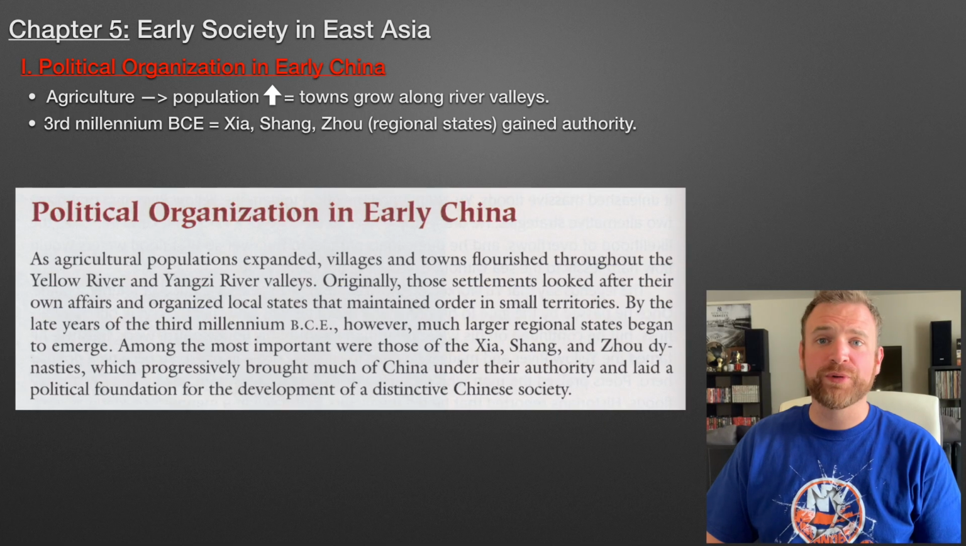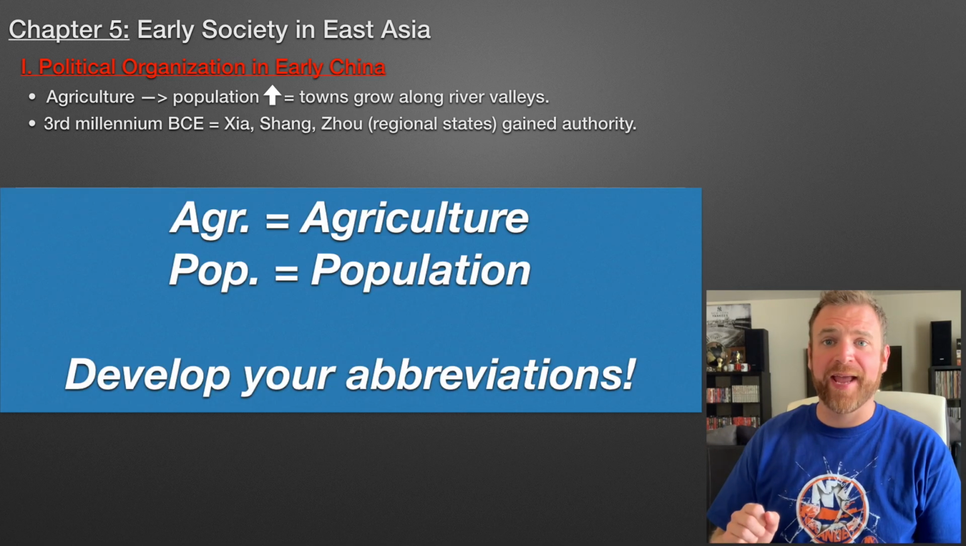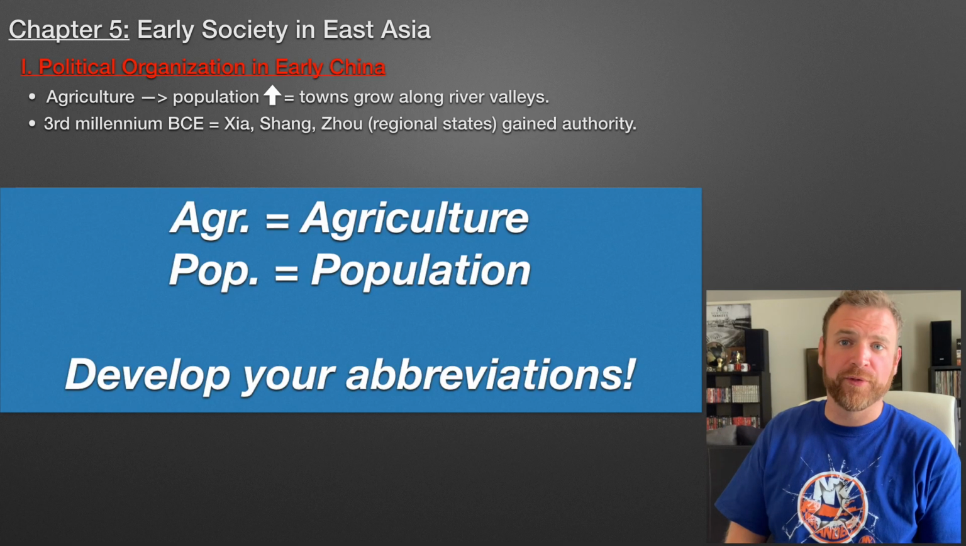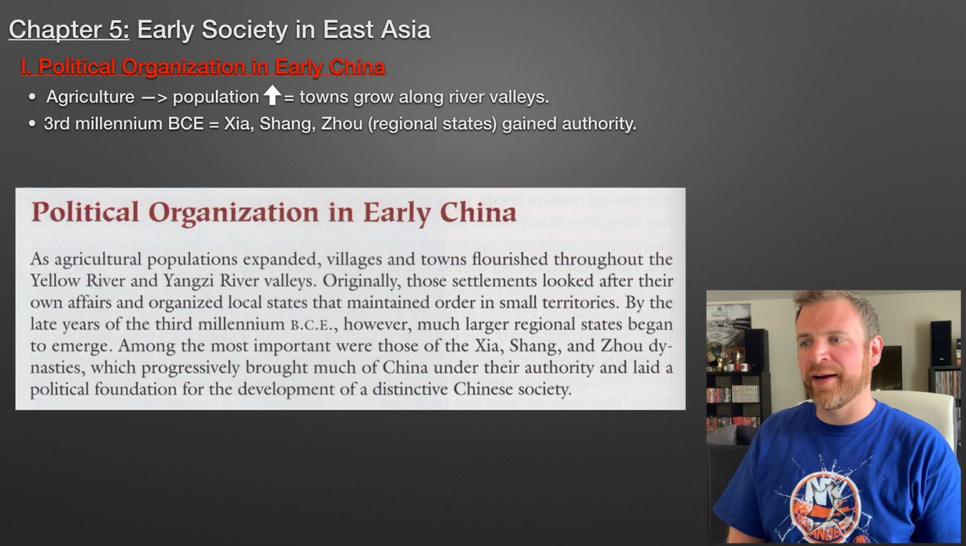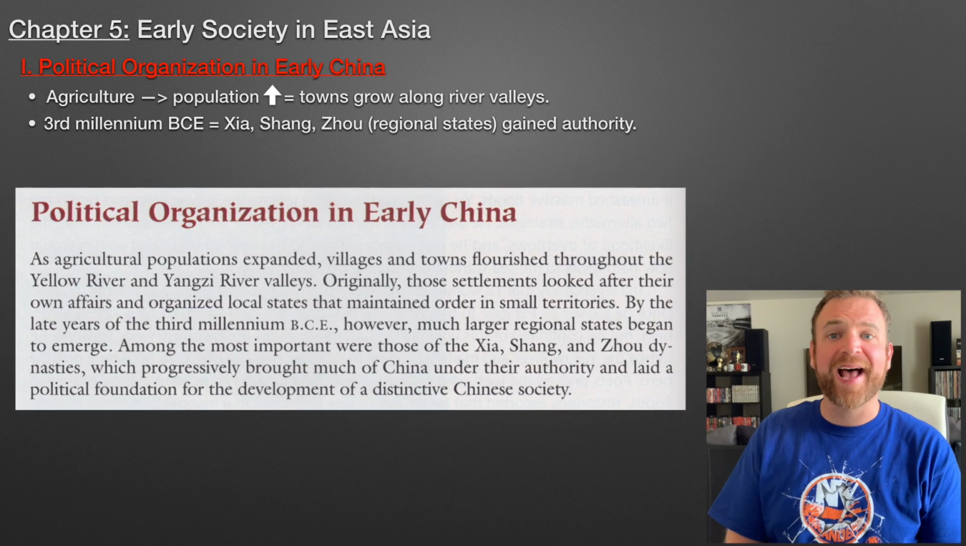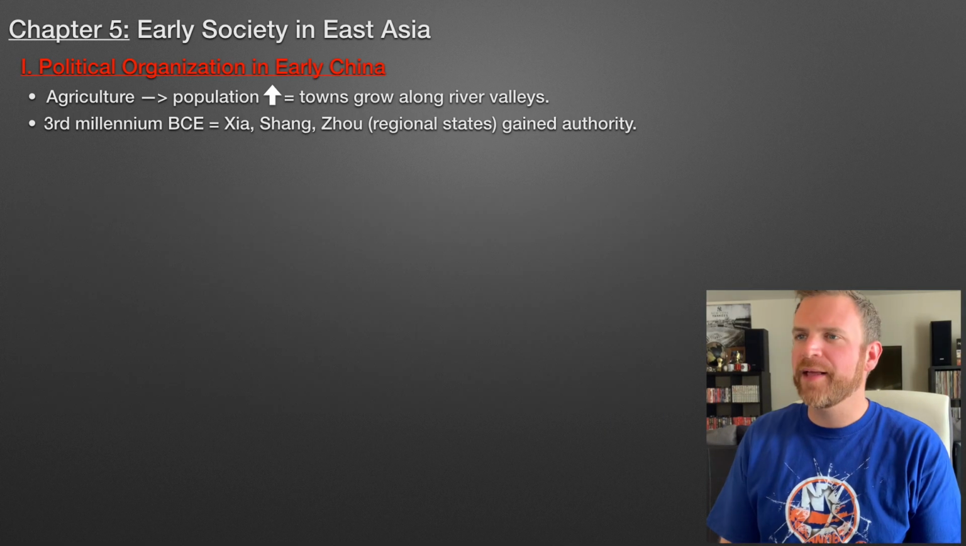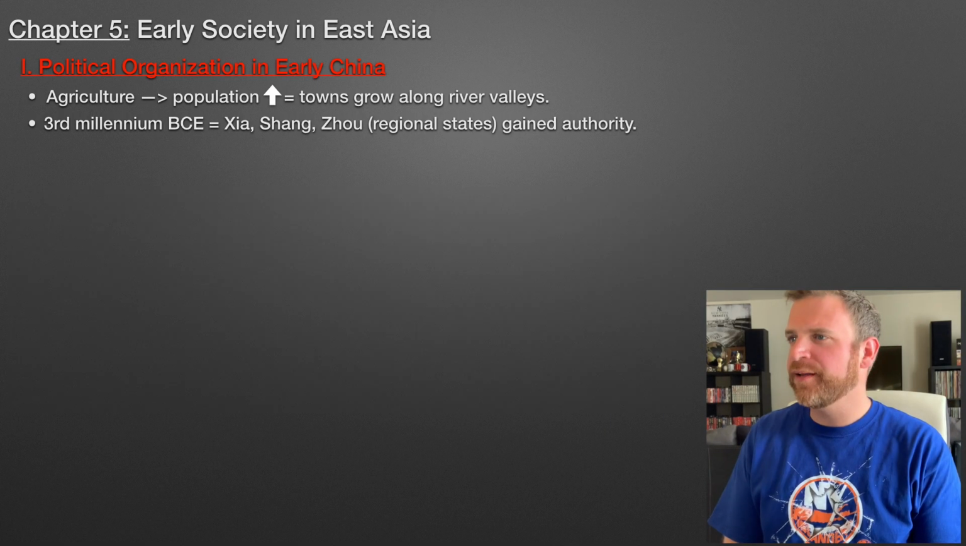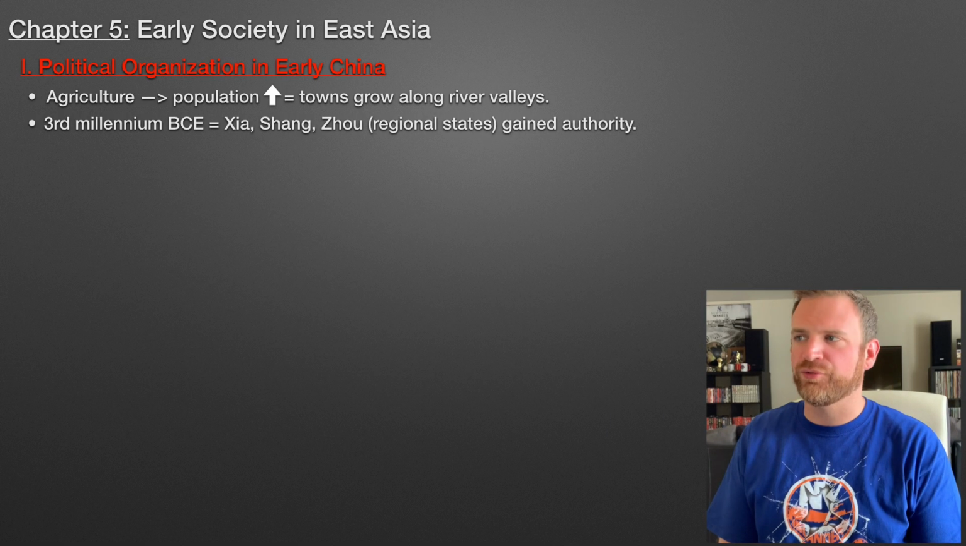Abbreviations are also extremely helpful. If you're in a history class, you'll be writing the words agriculture and population a lot. It may help you to use the abbreviation AGR. and POP. to represent both of those words to save yourself some time and energy. As you practice your outlining, you should always be thinking about how you can condense information as efficiently as possible. Now that we've outlined the section summary, we can start building our outline structure.